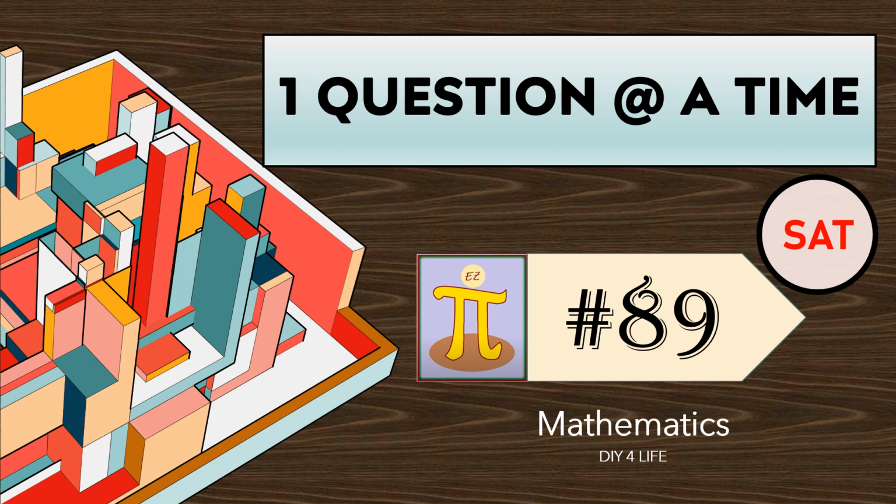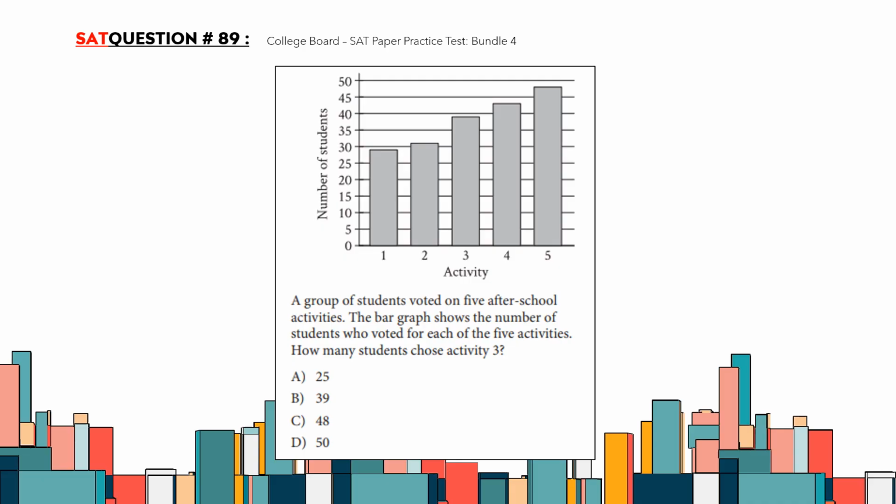Question number 89. A group of students voted on 5 after-school activities. The bar graph shows the number of students who voted for each of the 5 activities. How many students choose activity 3?